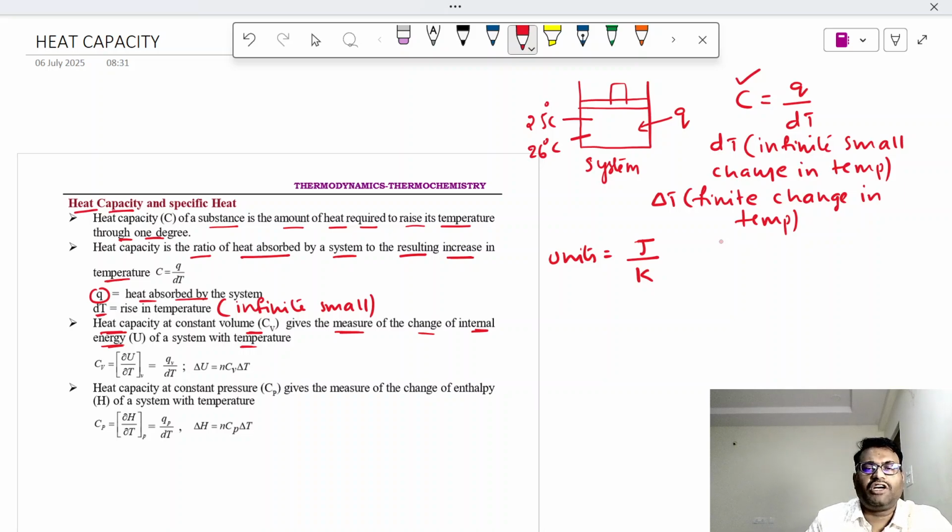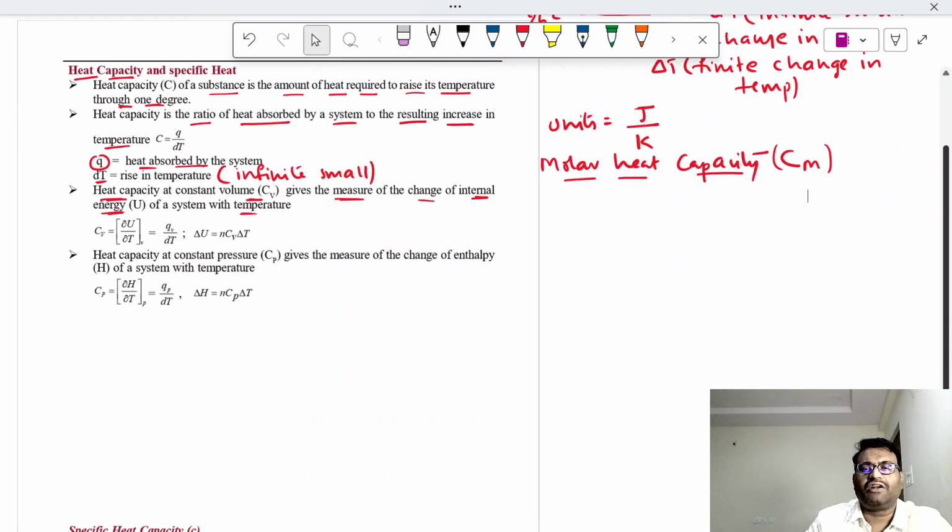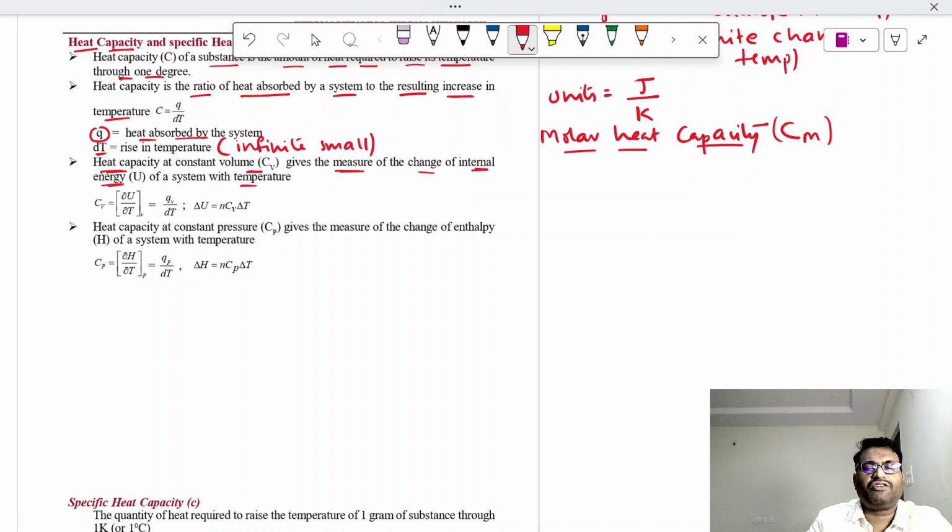Now we are speaking about molar heat capacity. Molar heat capacity means Cm. So here m represents that it is molar. So molar heat capacities are of two types. One is molar heat capacity at constant volume, and the other is molar heat capacity at constant pressure. So generally we don't mention m, we simply say that it is CV.